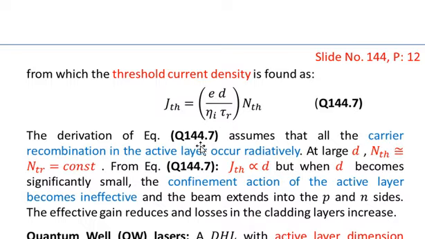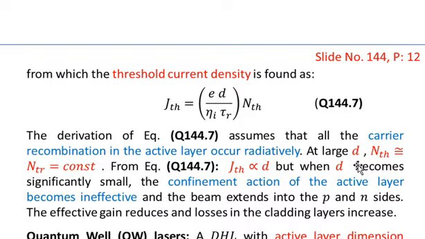The derivation of equation number 7 assumes that all the carrier recombination in the active layer occurs radiatively. This is important, because if the recombination is non-radiative, that is not useful as far as the laser process is concerned. So we want to have a radiative emission, that is, the recombination should be radiative, and for that equation number 17 is described.